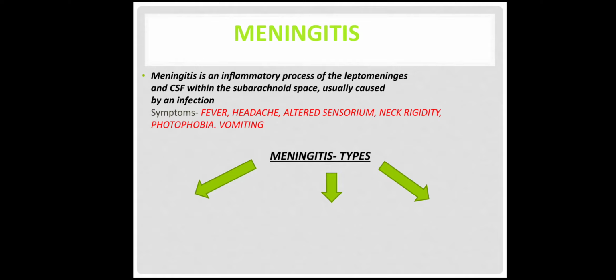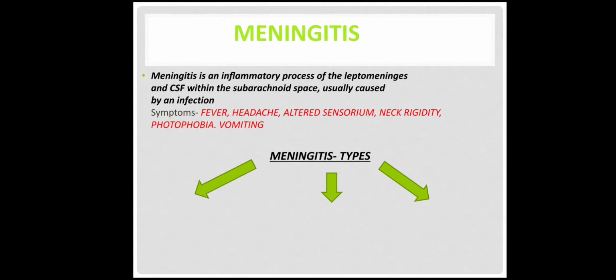Now we come to meningitis. Meningitis is an inflammatory process of the leptomeninges and CSF within the subarachnoid space, and it is usually caused by an infection. The symptoms of meningitis are fever, headache, altered sensorium, neck rigidity, photophobia, and vomiting.